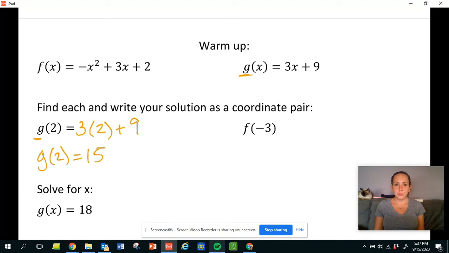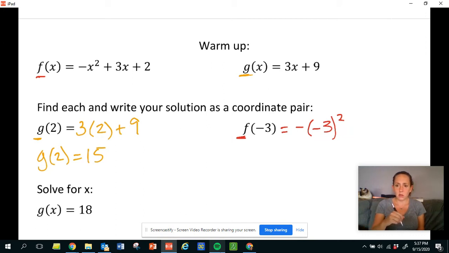For the next one, that's f. So they want you to use the f function and plug it in. Please be careful with negative stuff, okay? So this is negative 3 squared. A lot of people would think, oh, the negatives cancel out. Well, not so much, because order of operations says that we square things before we multiply them. So negative 3 squared is going to be positive 9.